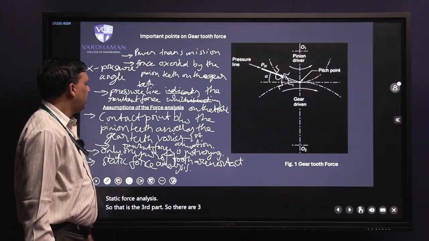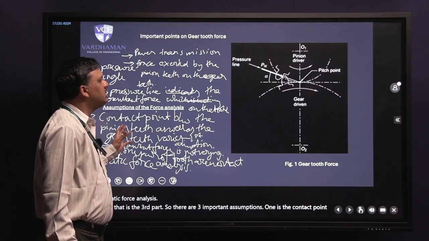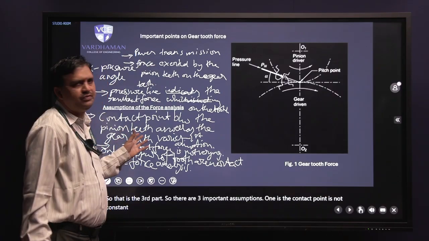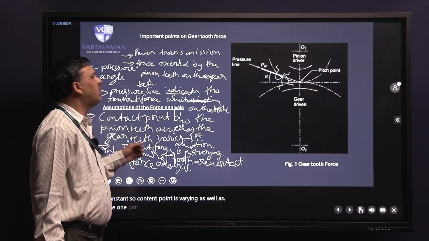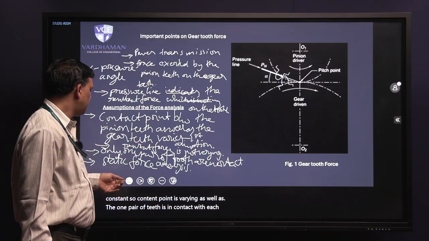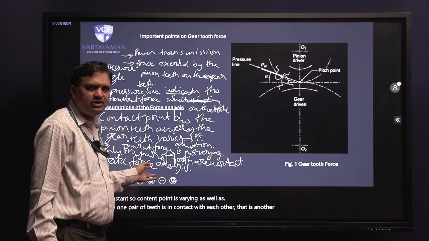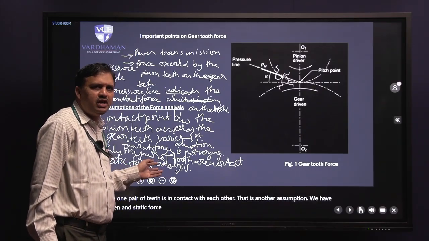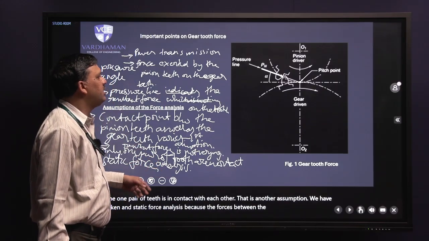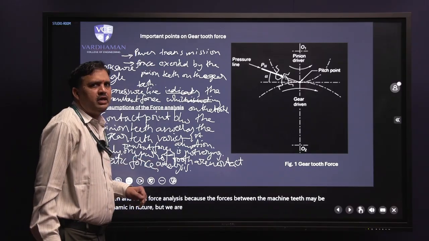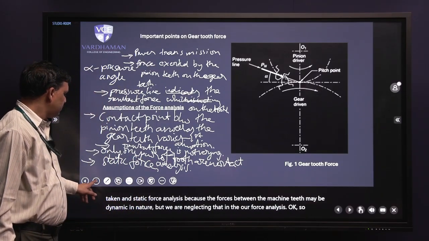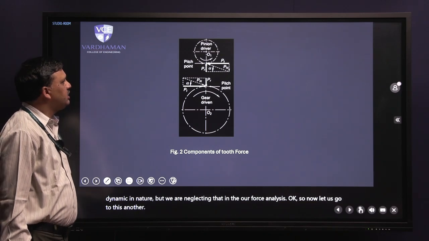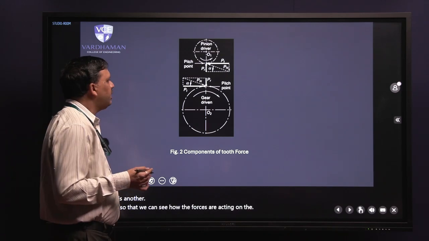So there are three important assumptions. One is that the contact point is not varying, as well as that one pair of teeth is in contact with each other. And static force analysis, because the forces between the meshing teeth may be dynamic in nature, but we are neglecting that in our force analysis. Okay, now let us go to another slide so that we can see how the forces are acting on the pinion and the gear.